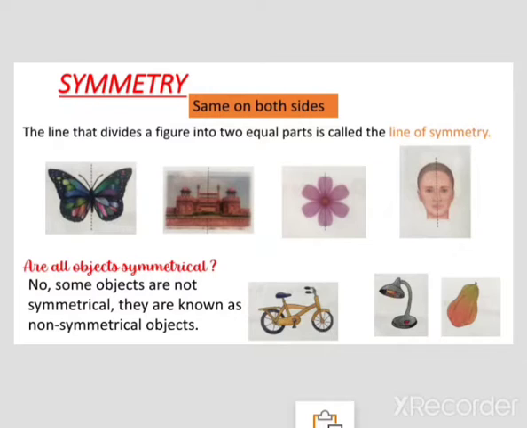Means in the given figures, if we divide the lines vertically, we find that one half exactly covers the other half. Such figures are called symmetrical figures. Are all objects symmetrical? The answer is no. Some objects are not symmetrical. They are known as non-symmetrical objects. Example, bicycle, lamp, papaya, or many more figures which are not symmetrical. Means we cannot divide them into two equal half parts. We cannot divide them identically.